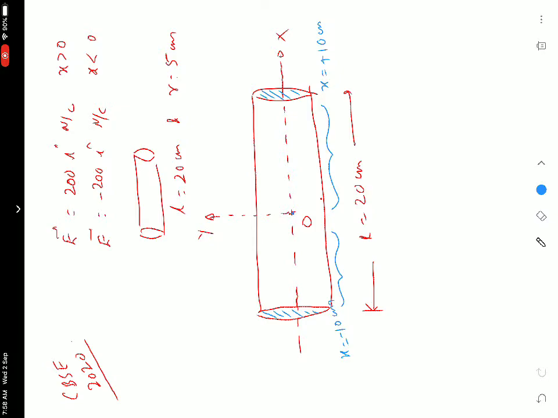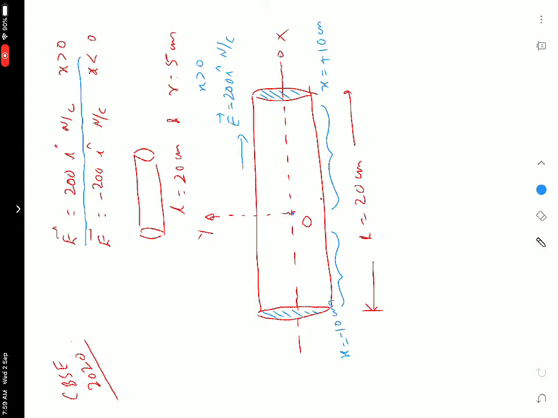Origin is at the geometrical center of the cylinder. And there is an electric field. Okay, but the specialty of electric field is x greater than 0. What is the value here? X greater than 0 means for all the values 1, 2, 3, 4, 5, etc. Electric field direction is E vector is equal to 200 i Newton per Coulomb, means it is directed toward right side. Magnitude is 200 and directed toward right side. This is for x greater than 0.